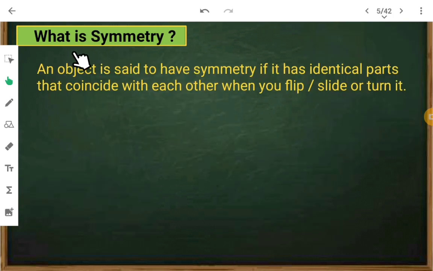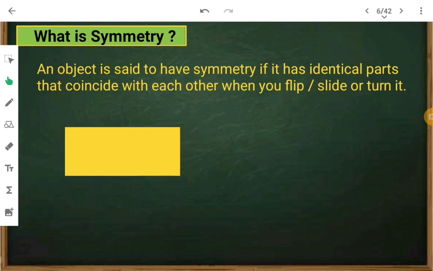Now, what is symmetry? An object is said to have symmetry if it has identical parts that coincide with each other when you flip or slide or turn it. Now you understand what is symmetry? It is very difficult, right? Now I will show you with an example. Here I have taken one rectangular paper. Now I am going to fold this in this order.